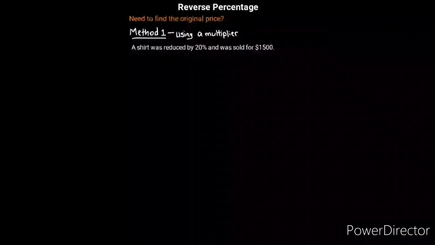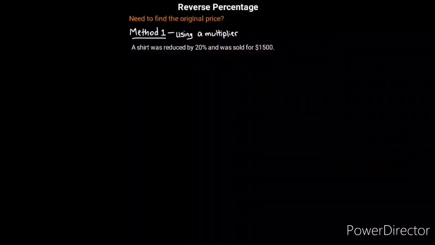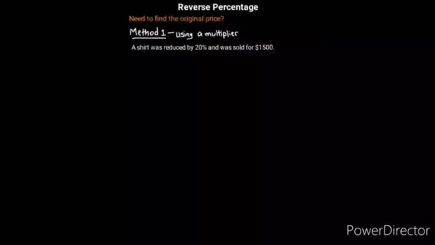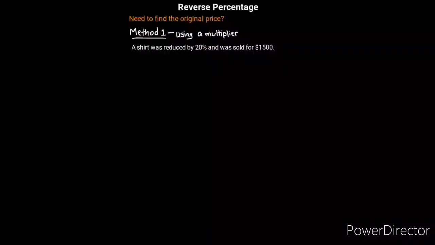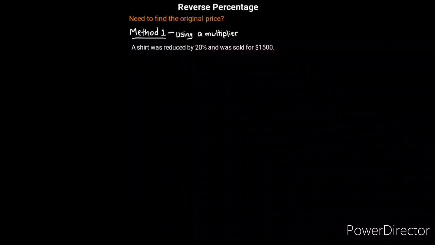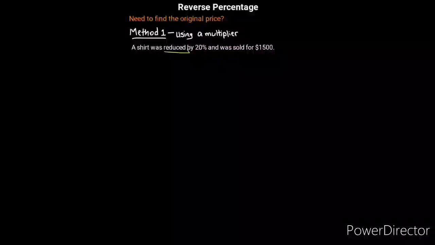We will now move on to reverse percentage, and we'll be using the method of a multiplier. We use reverse percentage when we need to find the original price of an item. In our question, it says that a shirt was reduced by 20% and was sold for $1,500. So we know our selling price, we know our discounted percentage, but we have no idea what our original price is. So we're going to find our original price.